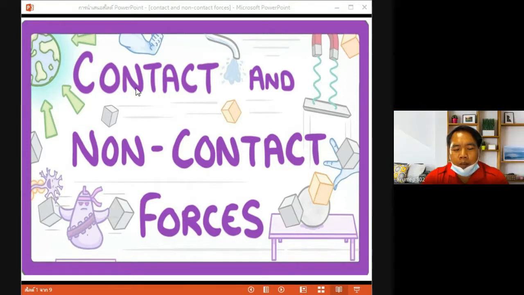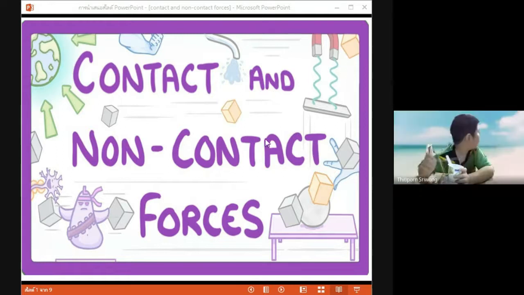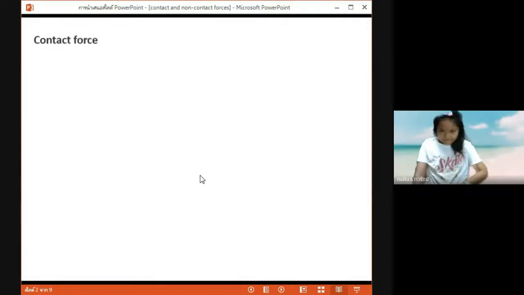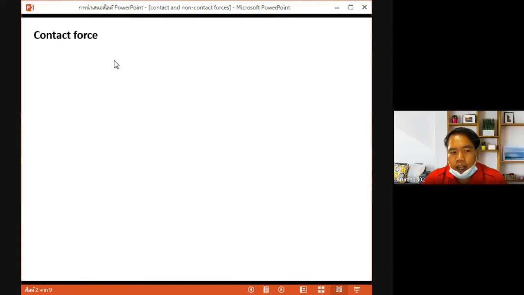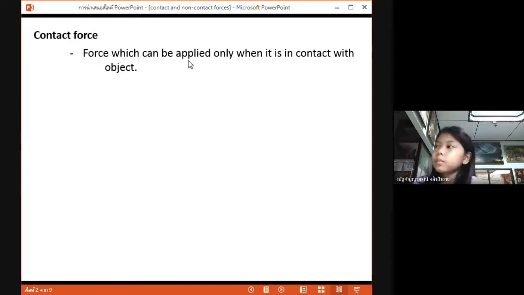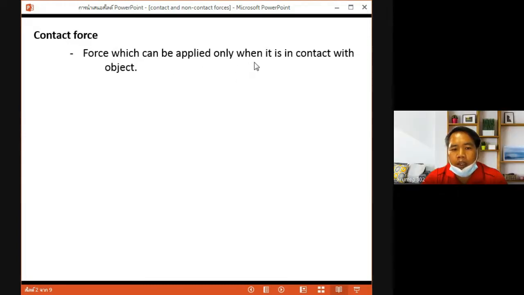Okay, so our subject is science. We are going to learn about contact and non-contact forces. If we see contact force, this is a force which can be applied only when it is in contact with an object.